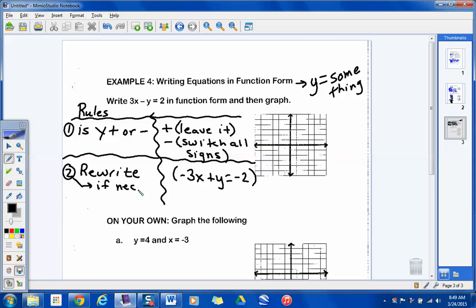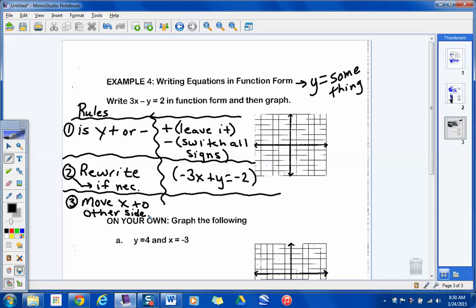Okay, step 3. Here comes step 3. Squeeze this in here today. Step 3: move anything with an x in it to your other side. Again, function form means to get what alone, guys? Y. It means to get y alone.